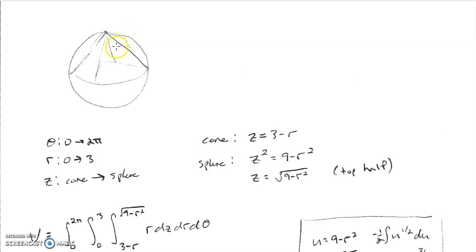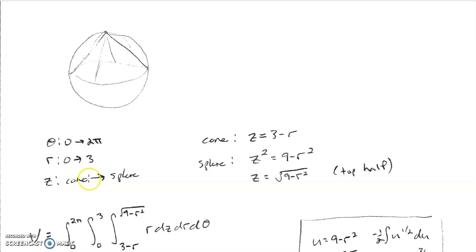And what's the space that I care about? I care about in between the cone and the sphere, right? So that tells me that my low z bound is the cone and my high z bound is the sphere. So that's what I wrote right here, right? And then if you think about the shadow of that, where the cone is below the sphere, the shadow would be a circle of radius 3. So that's why I go 0 to 2 pi and r from 0 to 3.